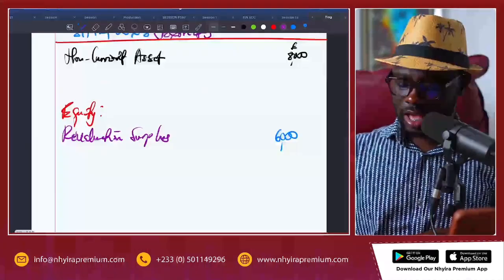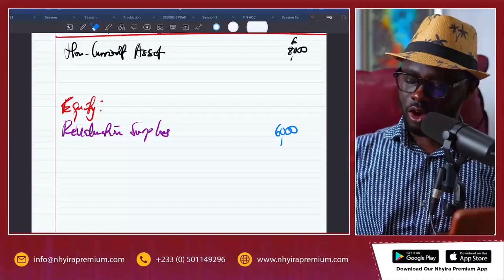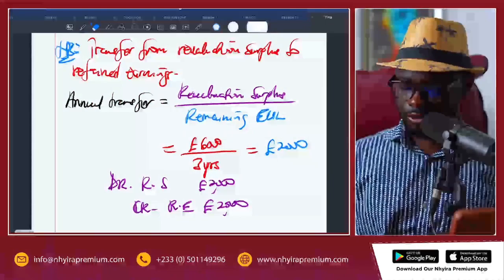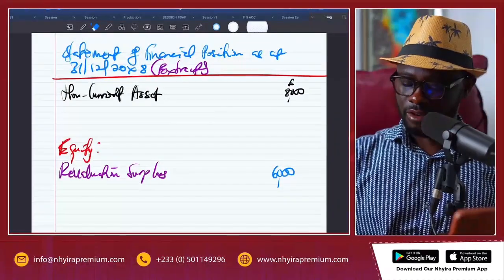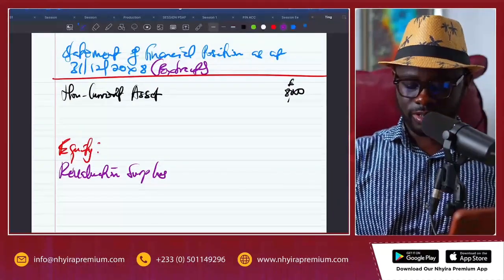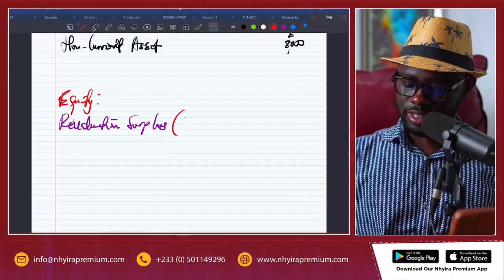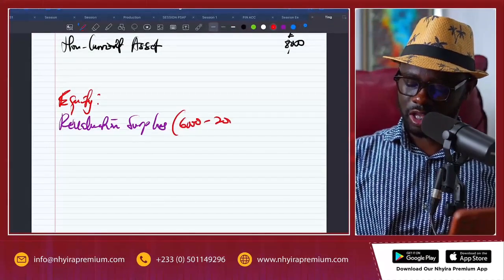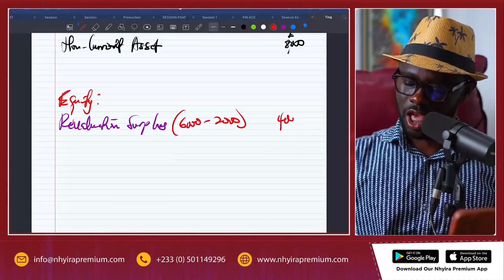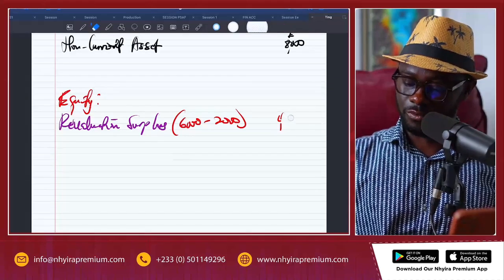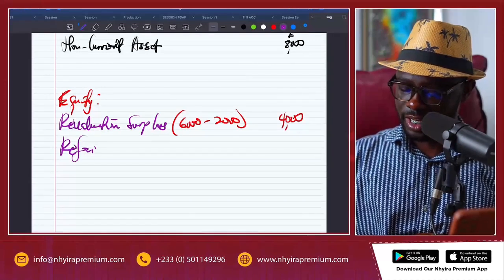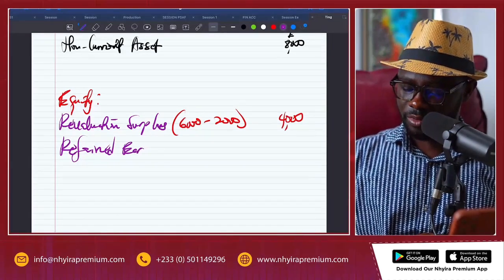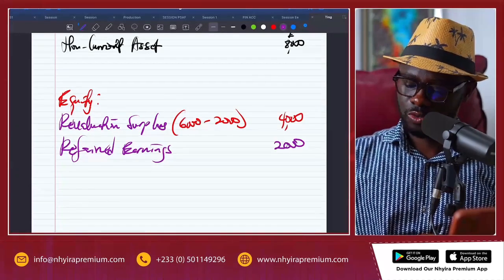So if I come to my position, because we are doing a transfer of 2,000, in the position the revaluation surplus will no longer be 6,000. It will be the 6,000 minus the transfer of 2,000 we are making. So now the carrying amount is going to be 4,000. Then we did a transfer to the retained earnings, so we can bring in the retained earnings, 2,000.